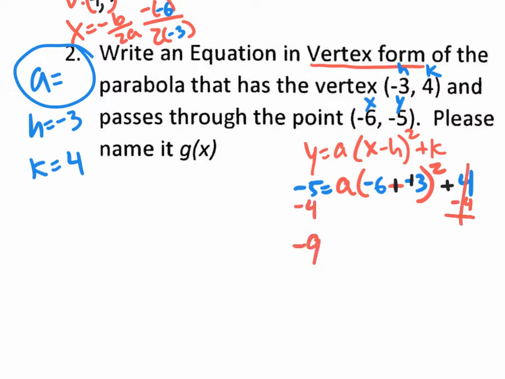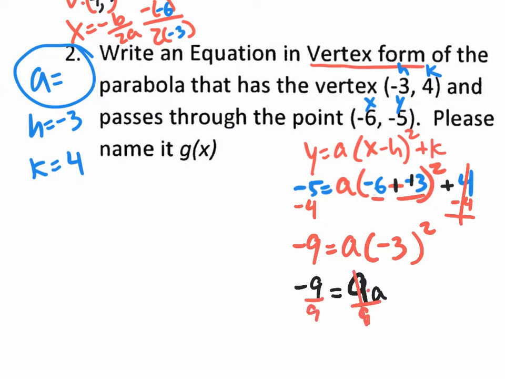You're going to have negative 9 equals a times, now on the inside of the parentheses, what is negative 6 plus 3? That's negative 3, and of course we're going to square it. What's negative 3 squared? Positive 9. So a times 9 is really 9a. We still have the equal sign, we still have the negative 9. So we need to do our final step here, which is divide by 9, divide by 9, negative 1 equals a. So a equals negative 1. So we now have our a, our h, and our k.